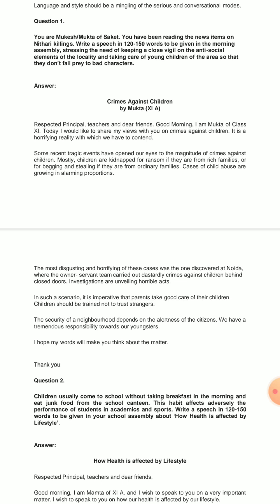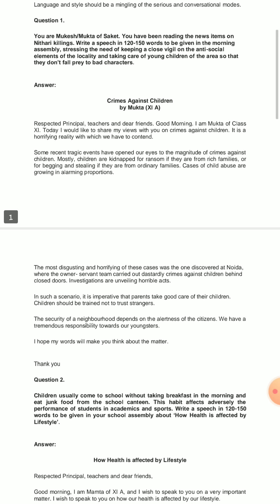Mostly children are kidnapped for ransom if they are from rich families, or for begging and stealing if they are from ordinary families. Ransom is asked from those families who are very rich, or the children are kidnapped so that they can be utilized for begging and stealing if they are from poor families. Cases of child abuse, child trafficking and child torture are growing each and every day in alarming proportions, and that is a matter of great concern for every one of us.